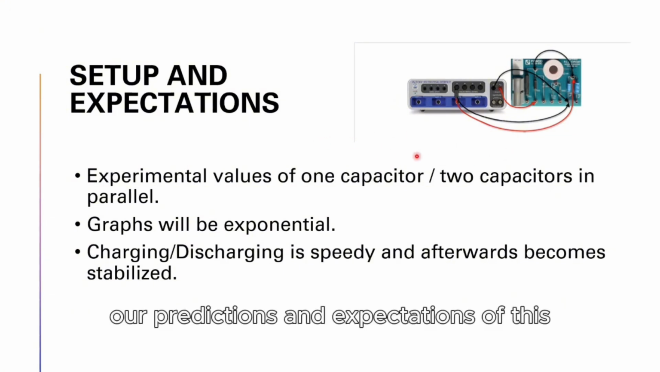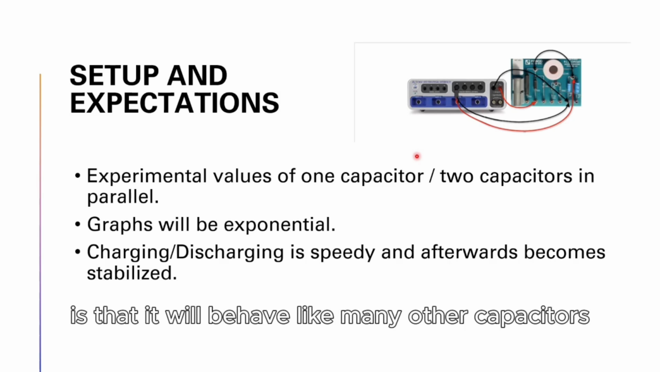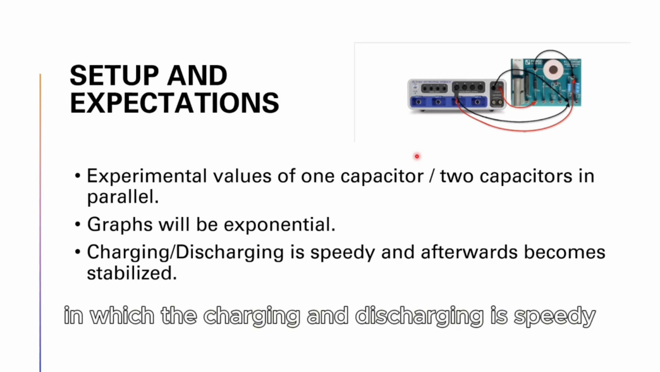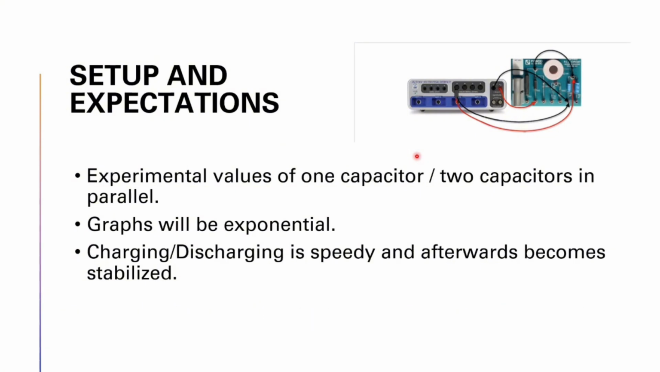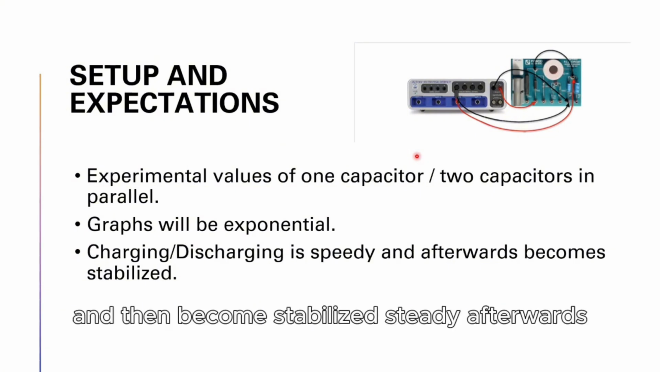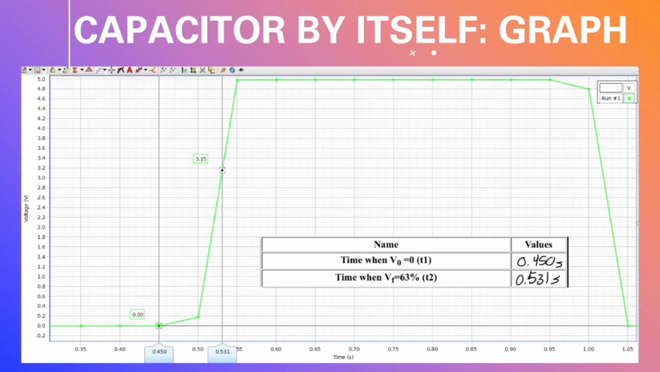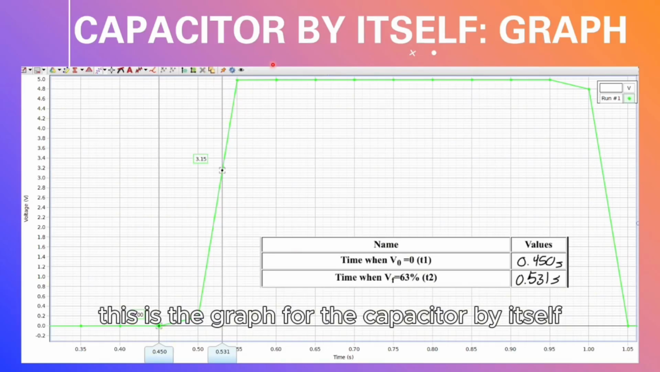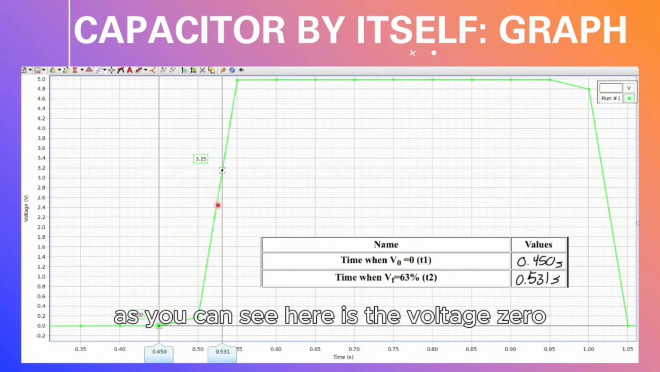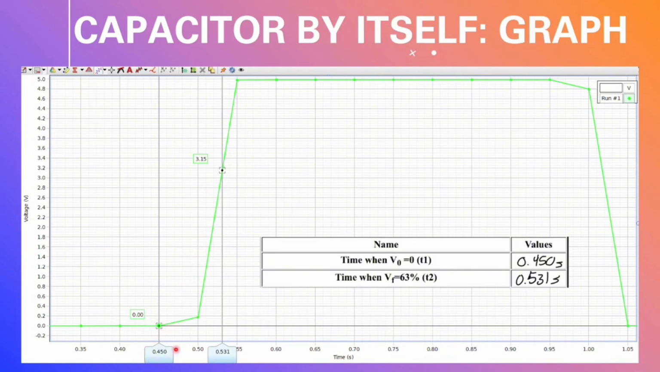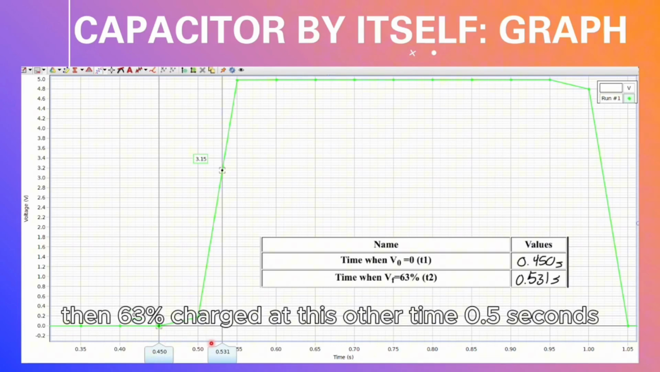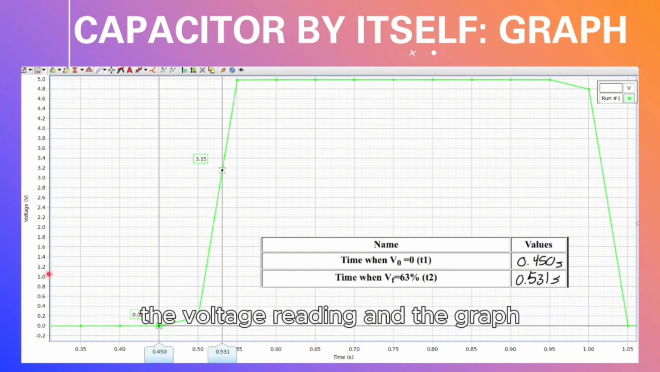Our predictions and expectations are that it will behave like many other capacitors, in which the charging and discharging is speedy, exponential, and then becomes stabilized, steady afterwards. This is the graph for the capacitor by itself. As you can see, here is the voltage 0 at this time, then 63% charged at this other time, 0.5 seconds, the voltage reading, and the graph.